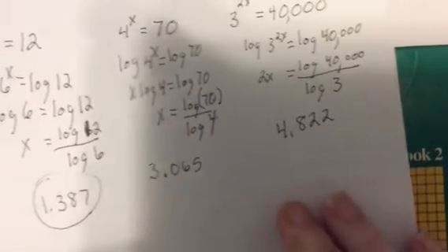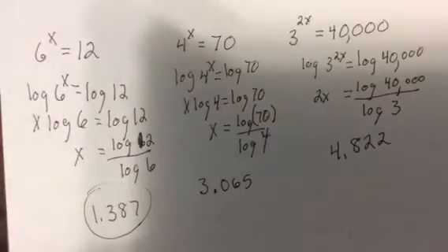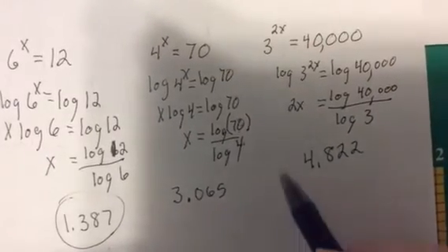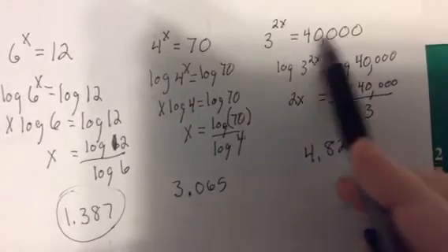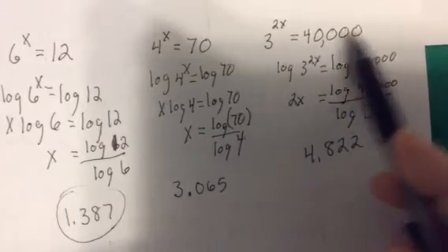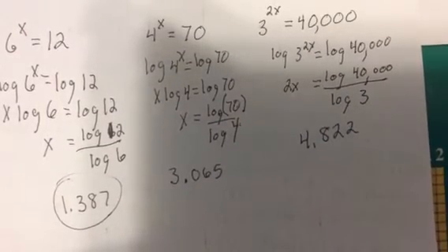Notice how that's so small. That's why working with logs was so much better because we got a number of 40,000, base 3. Then, but you're still just working with 4.822 as an answer.